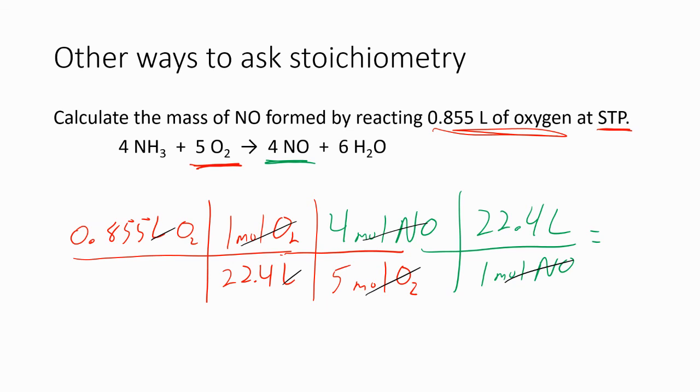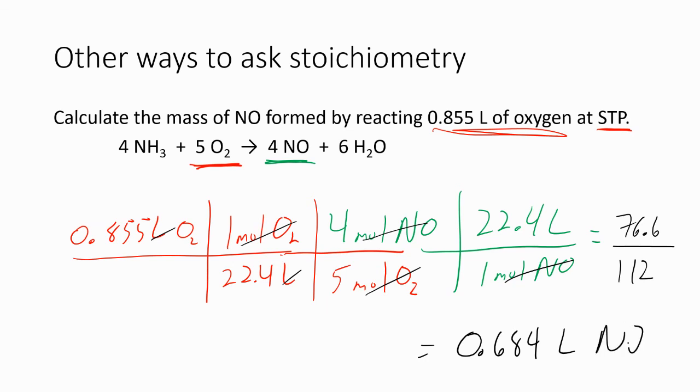So you just multiply the tops times 4 times 22.4. So the tops are 76.6. 76.6 divided by 22.4 times 5, which is 112. And so you get an answer of 0.684 liters of NO.